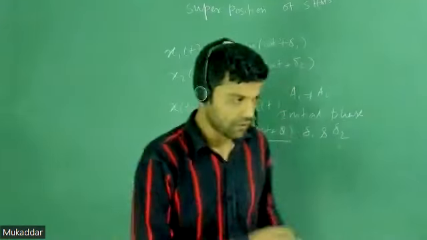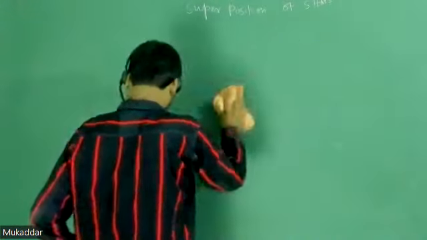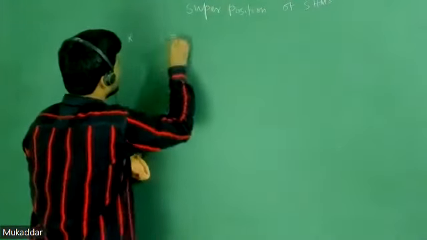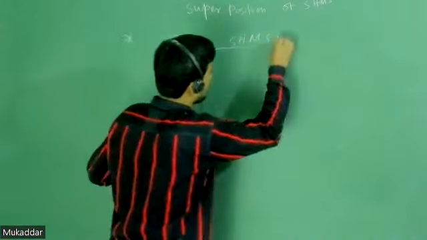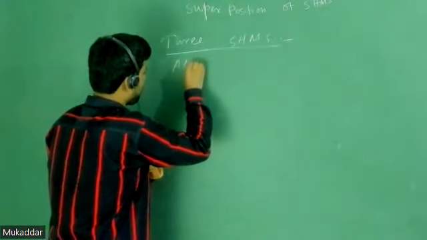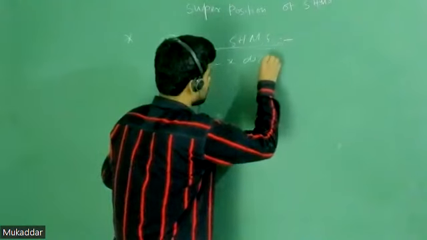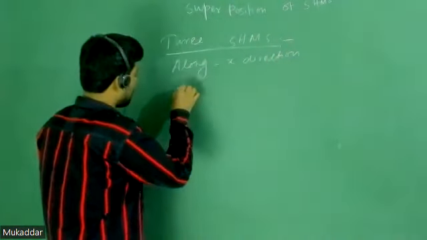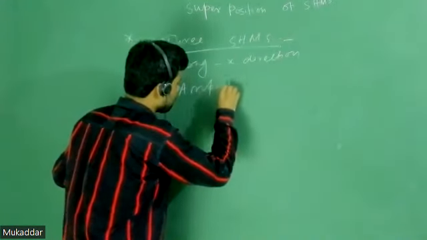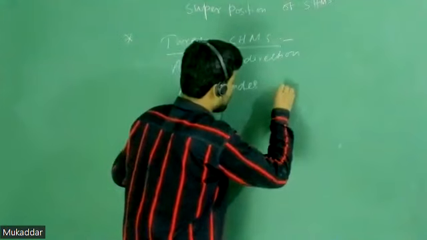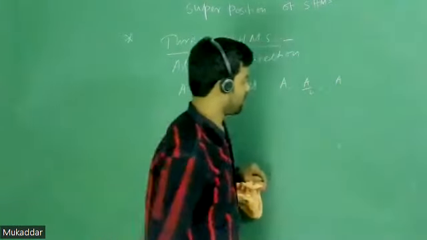Now let us solve a problem that was asked in JEST. In the question, you have three simple harmonic motions, three SHMs along the x direction, and the amplitudes are not the same. The amplitude for SHM number 1 is A, for the second oscillator it is A by 2, and for the last SHM it is A by 3.